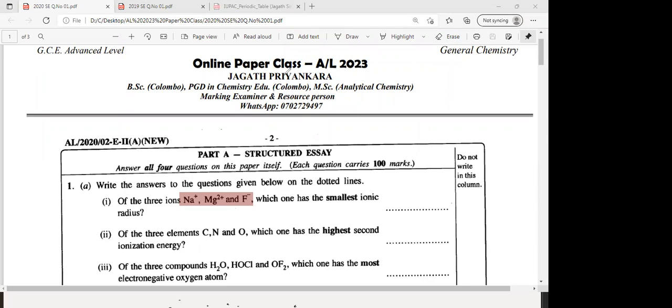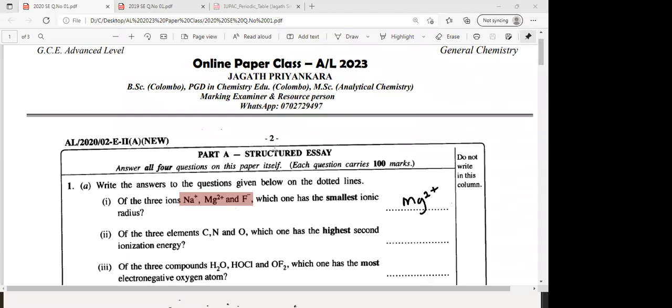What is the answer for part 1? Yeah, very good. All of you are correct. Not Na plus, it's Mg. It's Mg2 plus. Mg2 plus. Right. Number 2. Highest second ionization energy.